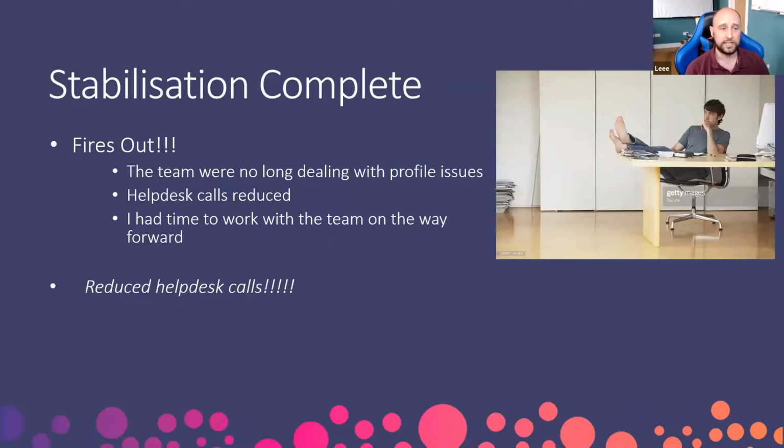So stabilisation complete, fires out. The team were no longer dealing with lots of profile issues. That seemed to be quite stable. The help desk calls reduced, and that just gave everyone a bit of breathing space and eased the stress a little bit. Their normal day was from 8:30 until 10:30. They'd get continuous calls from various users about problems with profiles, and then they'd be trying to work out what was sticky. That stopped. So we just didn't get that in the mornings anymore, which was a big help.